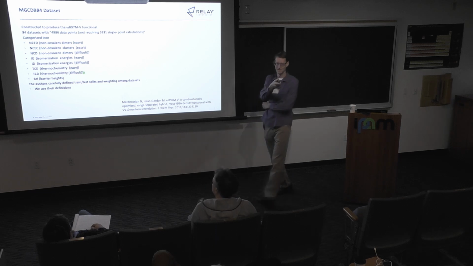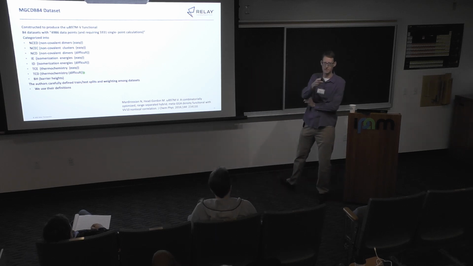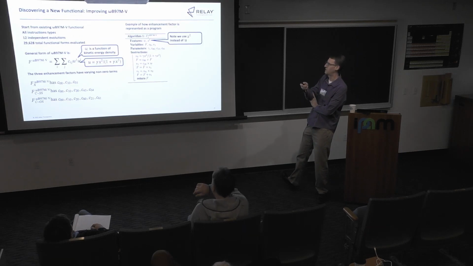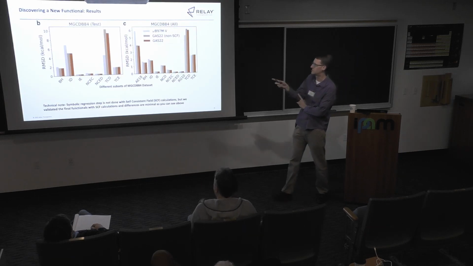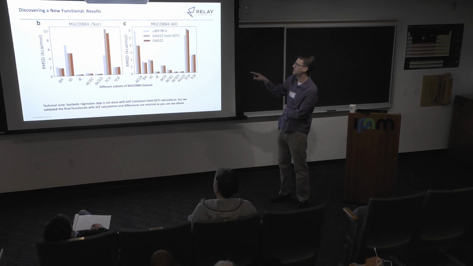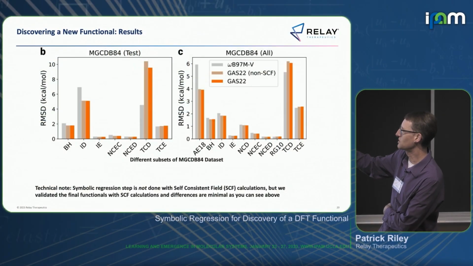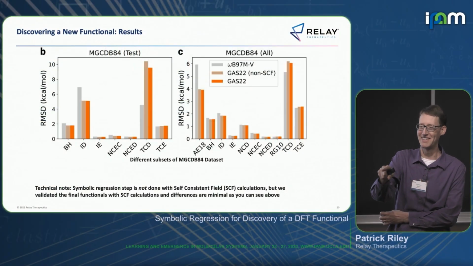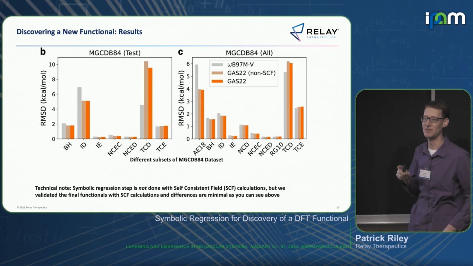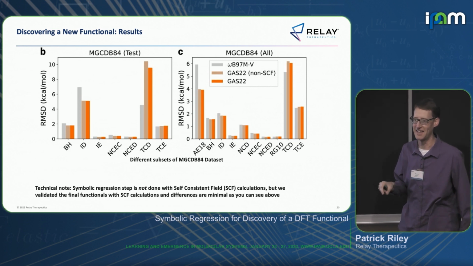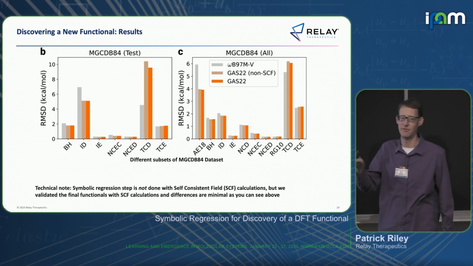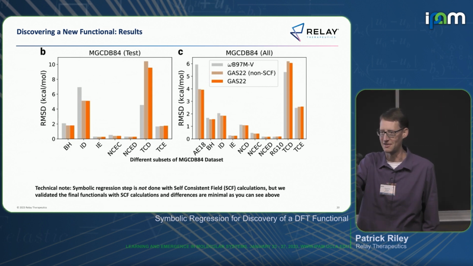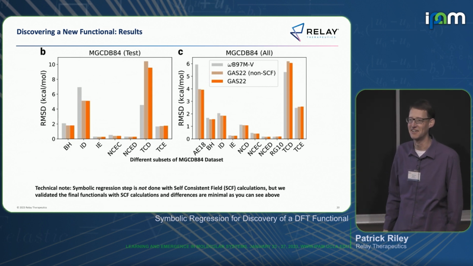Yeah. So let me just point out something on that plot so everyone sees it, and we'll come back to this. These are RMSDs, so down is better, and what we can see is we outperform the functional we started with, except for this TCD set. This difficult thermochemistry set is the one where this functional does not outperform what we started from. So I just wanted to give that context for the question here.